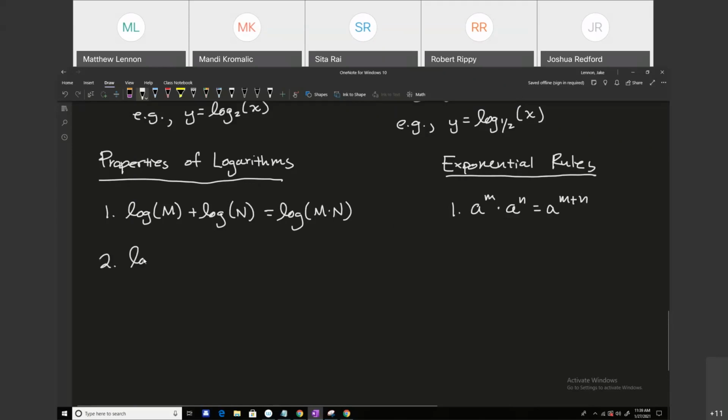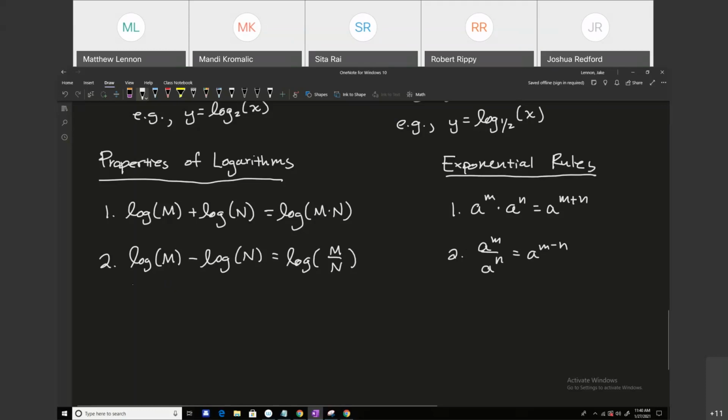Second, if this changes to subtraction, then you might guess that this is going to be the quotient, which is exactly what happens. The log of m minus the log of n becomes the log of m over n. And this is related to a similar rule. A to the m over a to the n is a to the m minus n.